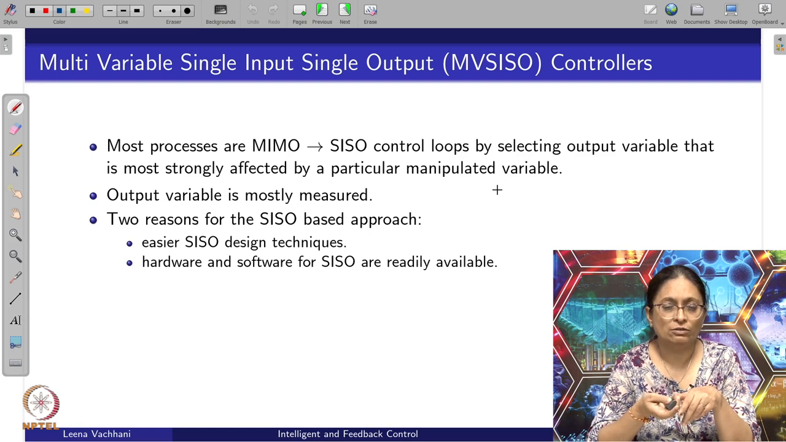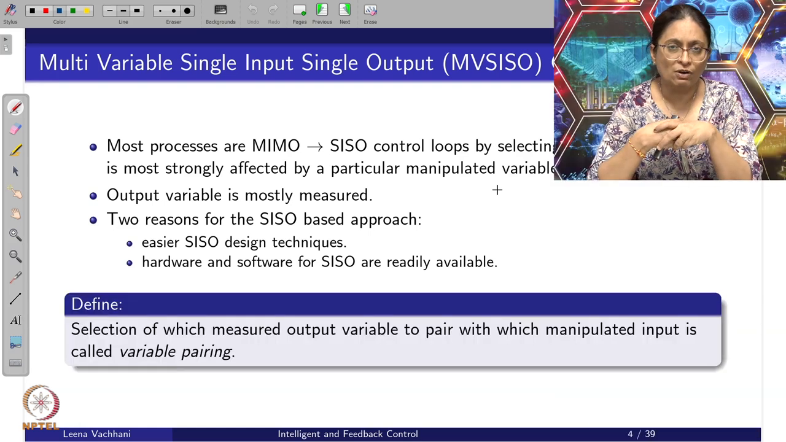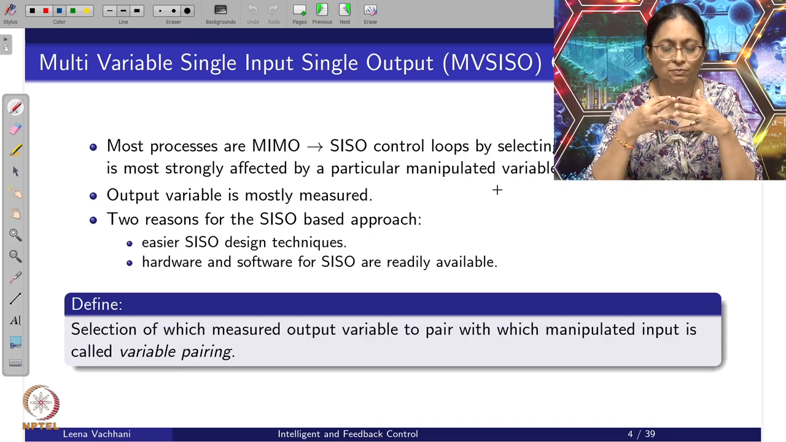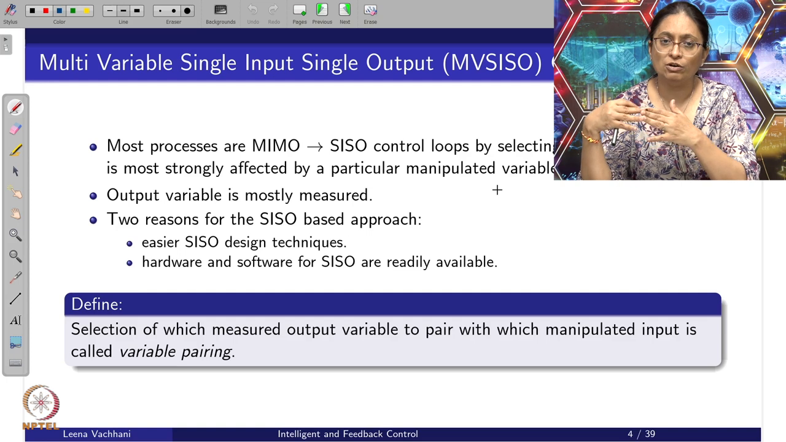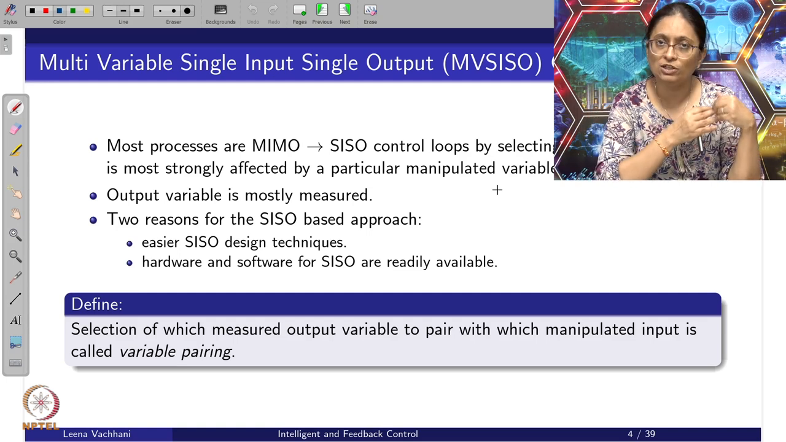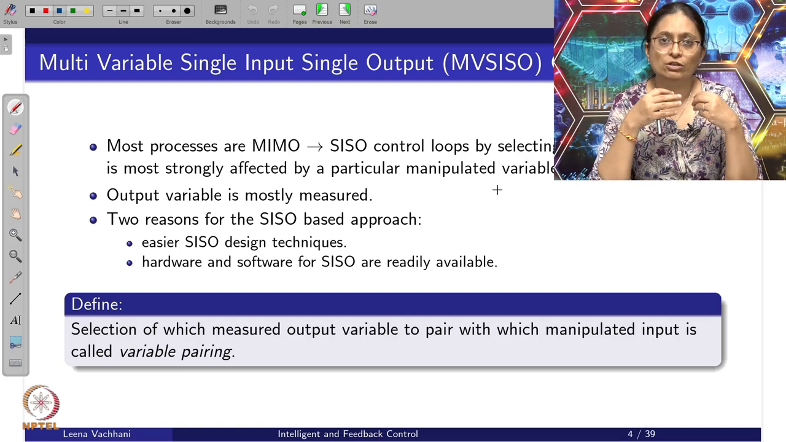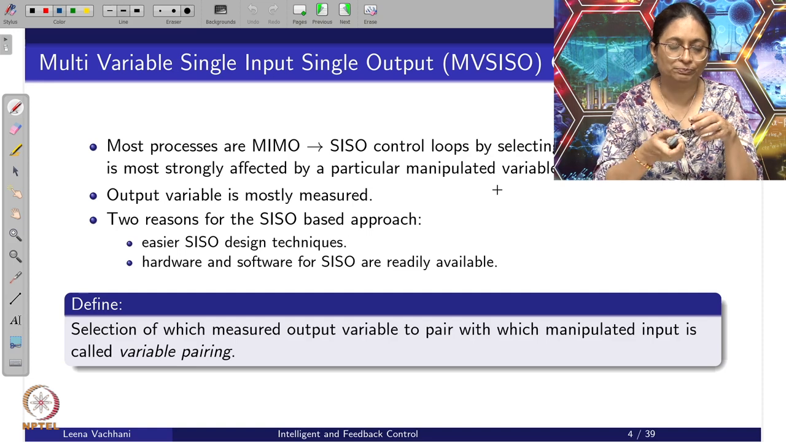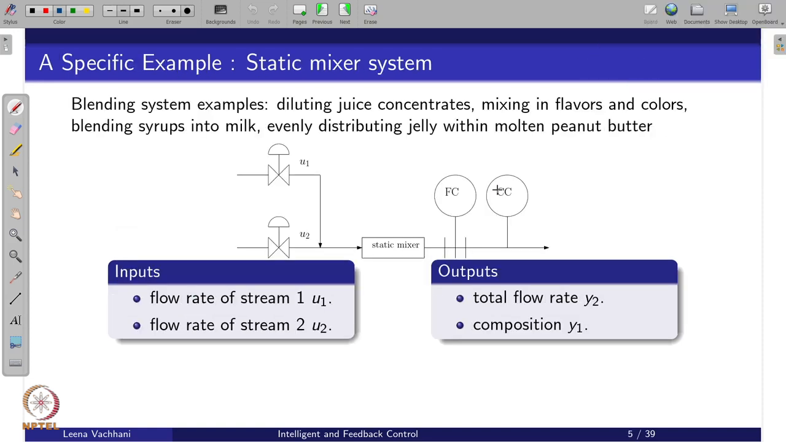All right. So now our job is to define the exact problem. This problem of control structure selection boils down to selecting which measured output variable is to be paired with which manipulated input, and it is also called the variable pairing problem. All right, let's understand this variable pairing problem from a given example, and this is a very classical example of a static mixer.